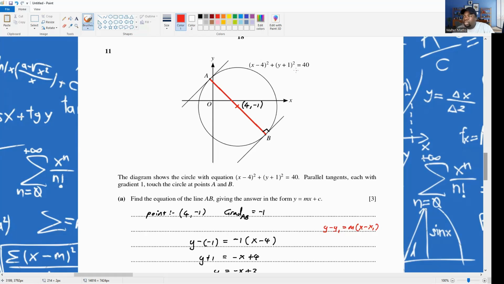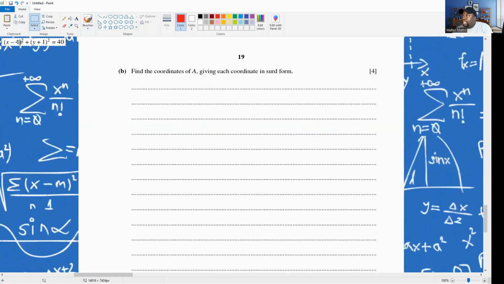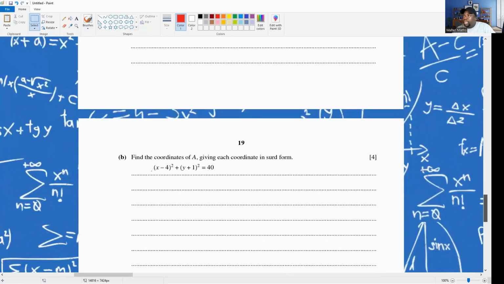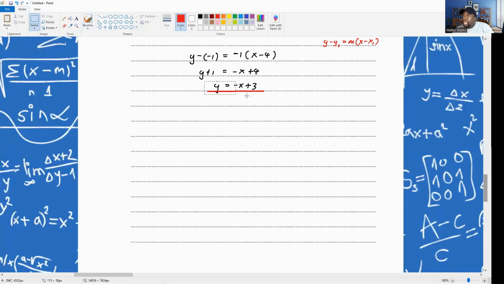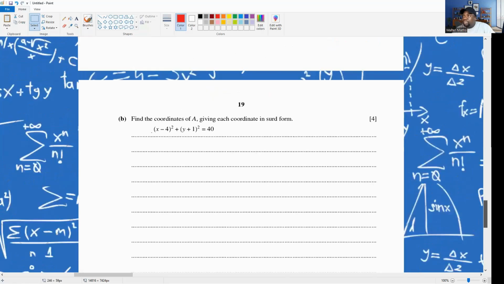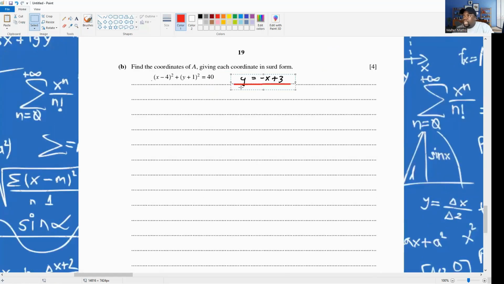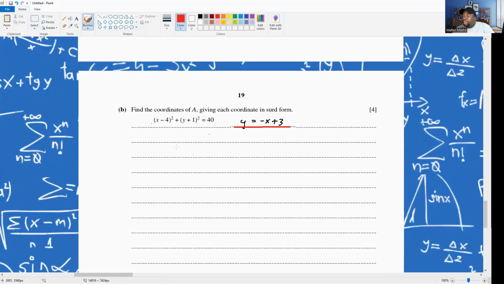Since we have the equation of the circle and we've found the equation of the line AB, we can use the two and solve them simultaneously. I'm going to take the equation of the circle and paste it down here, and we're also going to take the equation of the line AB, and use them to solve simultaneously to find the coordinates. So if I use substitution, I'll say (x minus 4) squared plus, and in place of y, I'll substitute minus x plus 3. So we have (minus x plus 3 plus 1), which already is inside the bracket, squared, is equal to 40.